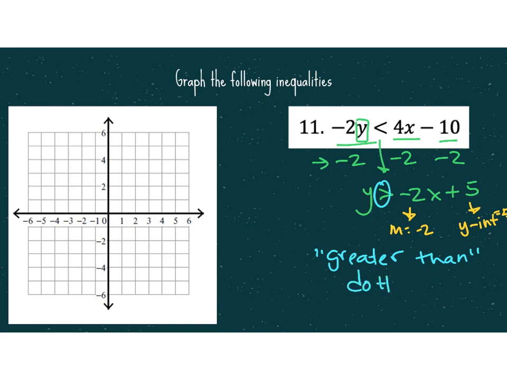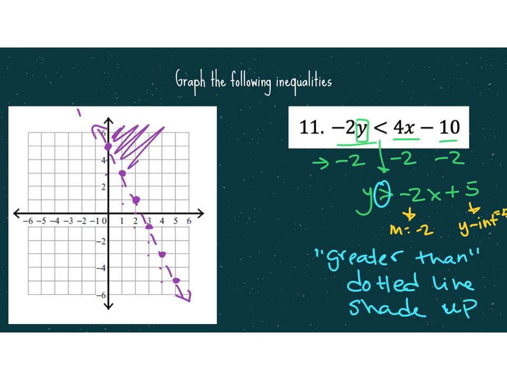So this is a dotted line, and I'm shading above. Shade up. All right, so positive 5 is my y-intercept. Here I am. -2 is my slope. That's down 2 over 1, down 2 over 1, down 2 over 1, and so on and so forth. And I want a dotted line there. And I'm shading above, which is this direction.